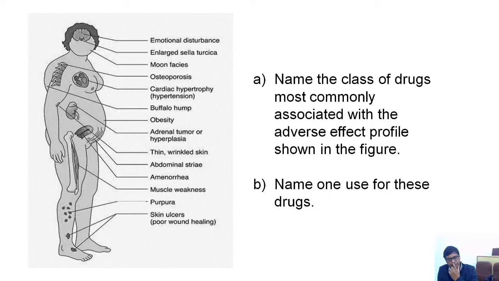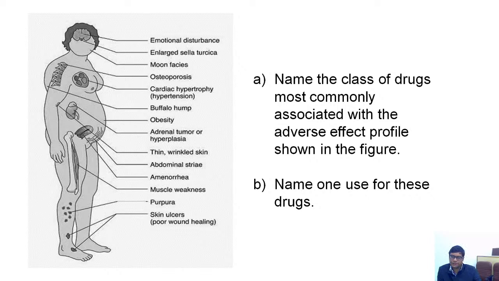Now again, something which we have been taught from maybe 11th or 12th class: buffalo hump, moon face, obesity, purple striae. This is a case of Cushing syndrome. The class of drugs most commonly associated with the adverse effect profile shown in the figure will be your corticosteroids.